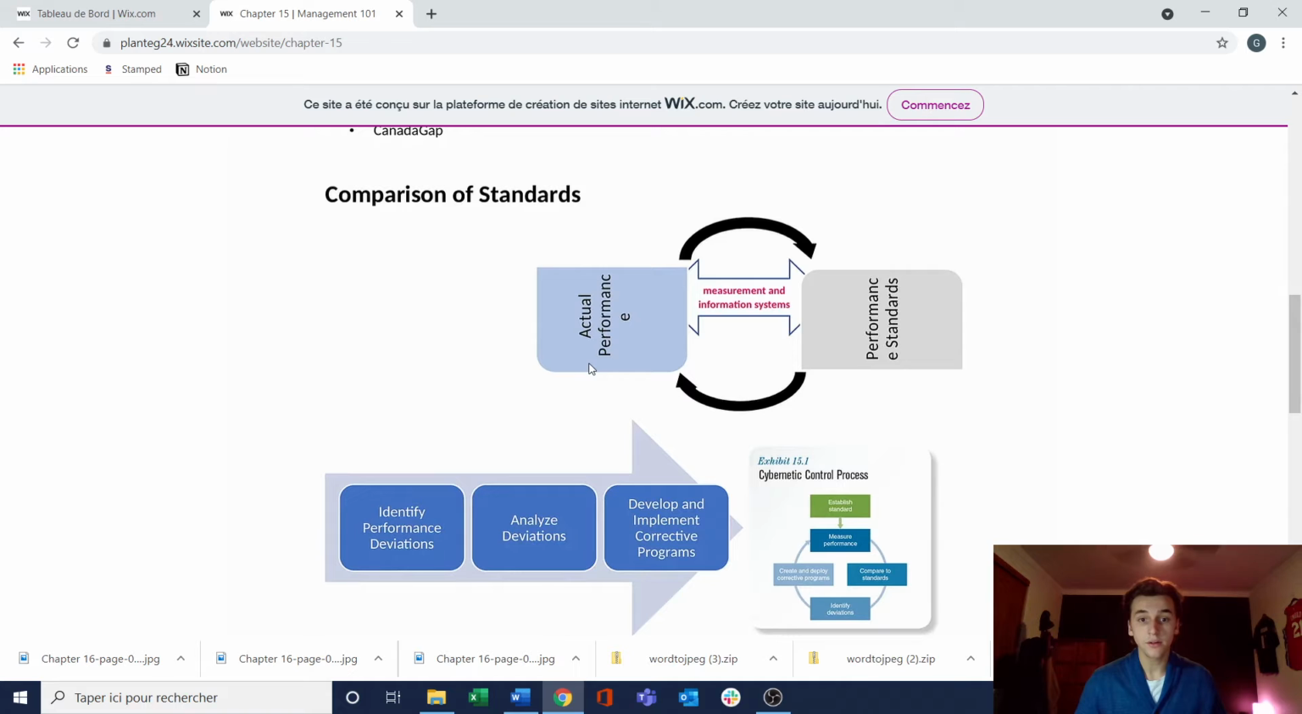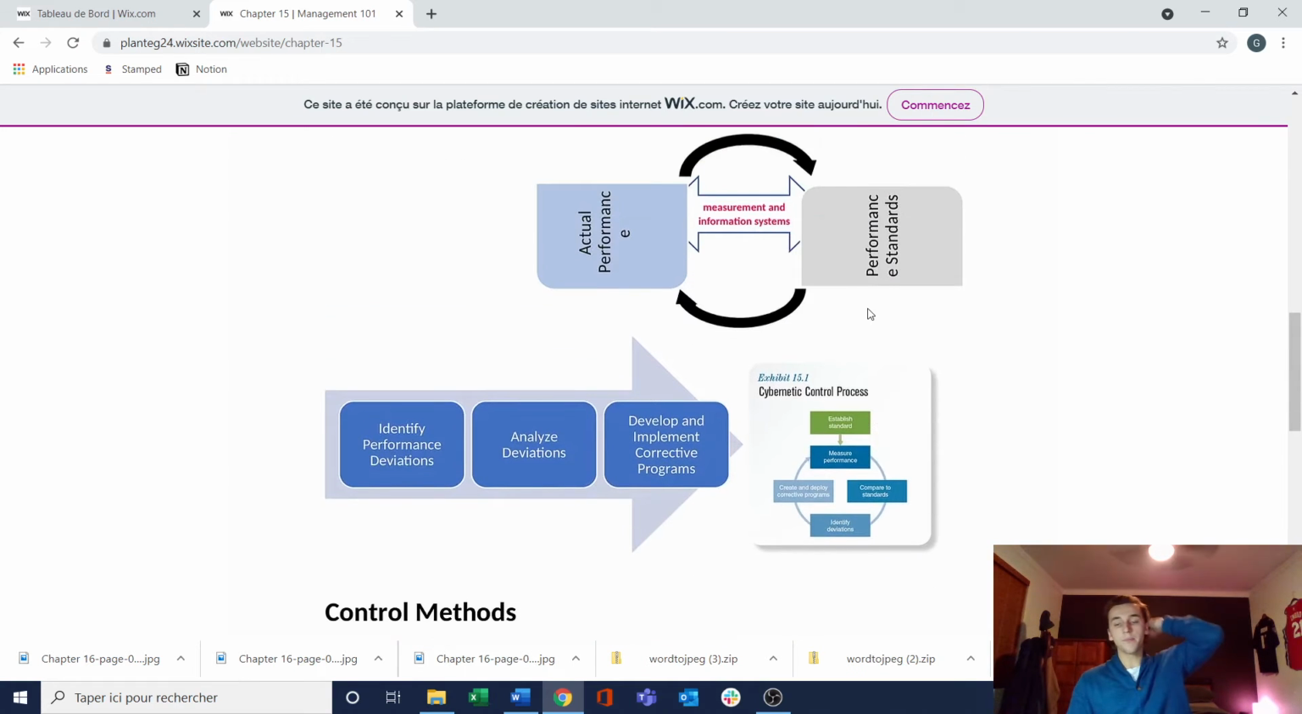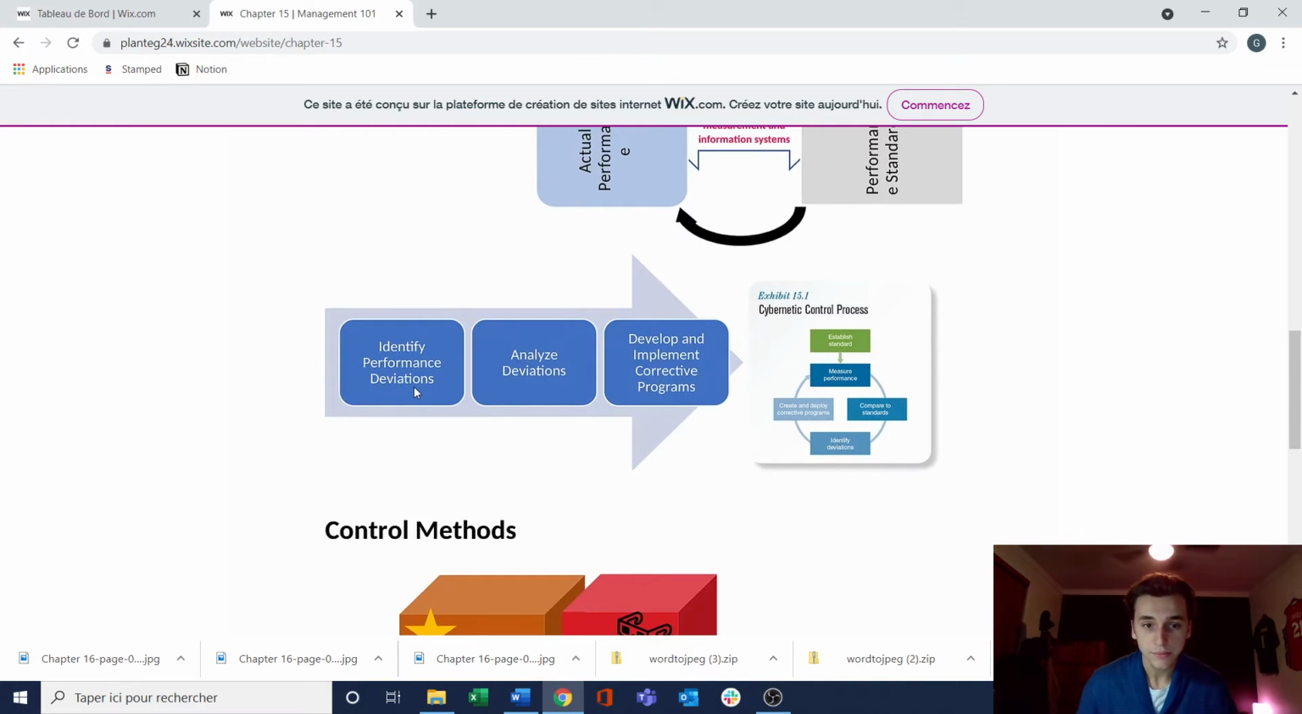So, the comparison of standards: there's the actual performance and the performance standards. So here is the measurement and information systems. They are both extremes, and you want your actual performance to be the nearest to the performance standards. When it is so, well, you have a very successful business.